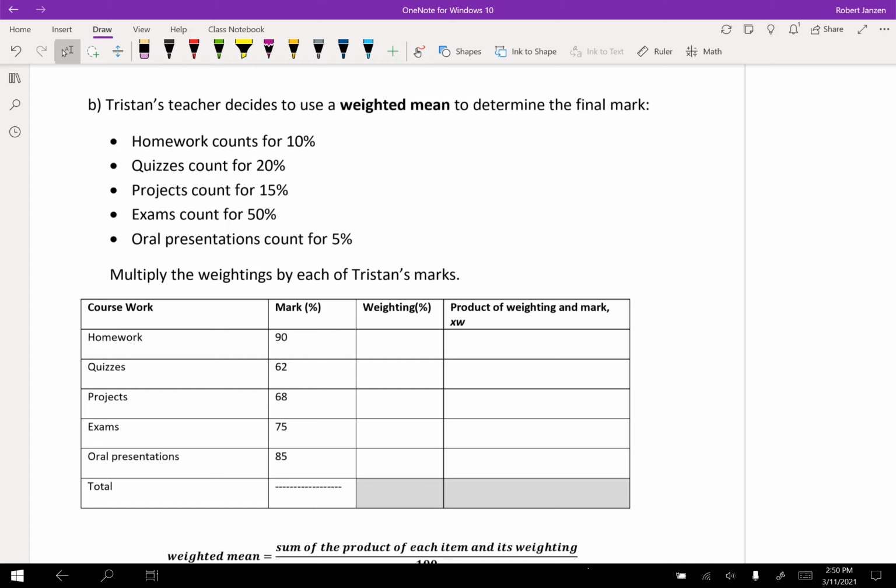So it says homework counts for 10%. So we'll put a 10 in here because we're only going to take 10% of the 90. Quizzes count for 20%. Projects count for 15%. The exams are 50%, and oral presentations are 5%. This should add up to 100%. Okay, this would be 100%.